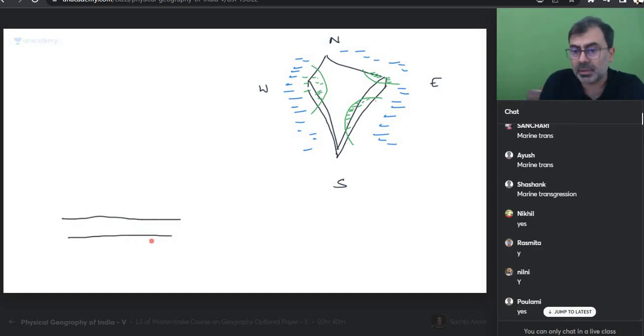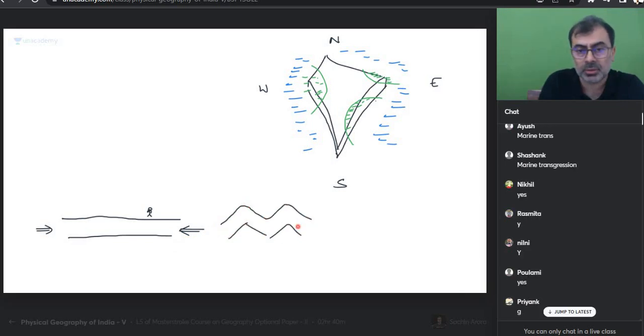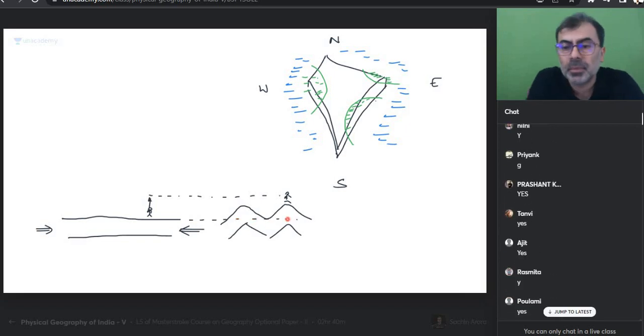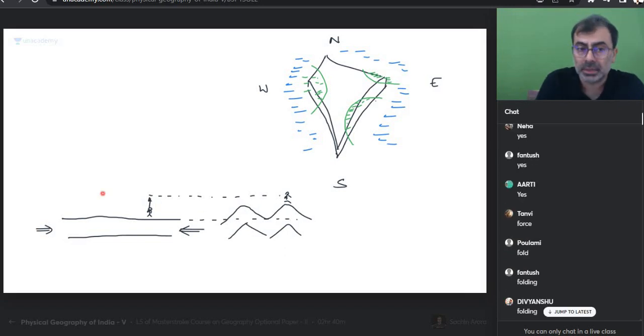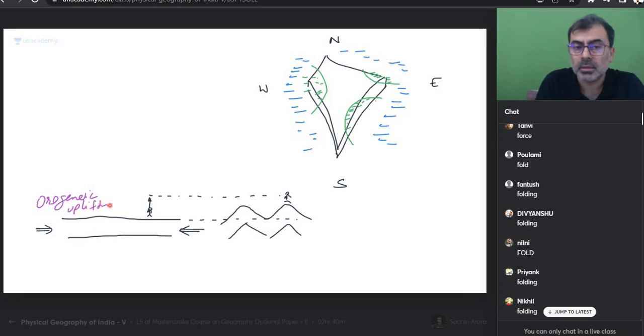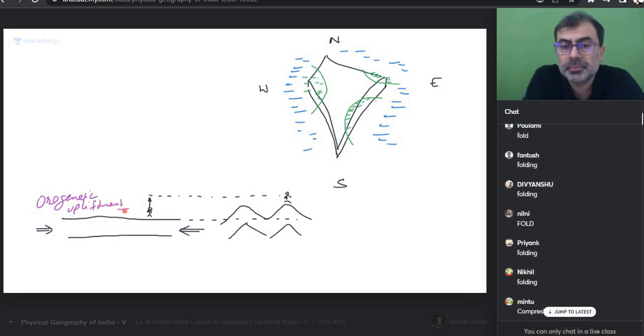This is land. Everyone, this is land. You are here. There is force on either side. What happens to the land? Land becomes like this. Where are you now? You are here. Can I say you have got uplifted? What caused the upliftment? Sir, folding, mountain building. Yes or no? What is this? Orogenetic upliftment. An upliftment caused because of mountain building. Orogeny means mountain building. Is everyone okay?